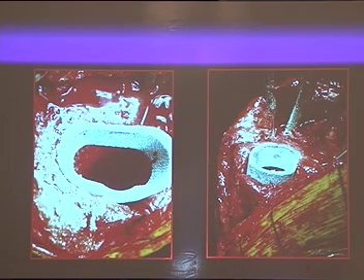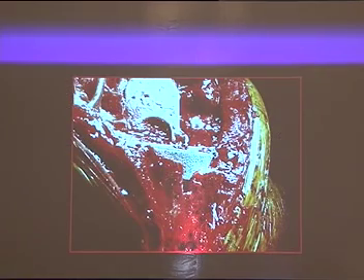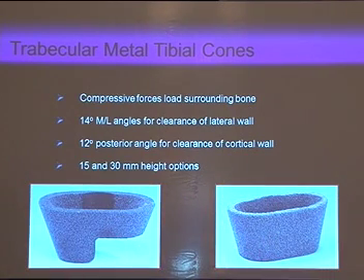Now this is a picture of a revision system which has a typical cone defect. We filled that up with a trabecular metal augment, the same augment in the side picture. There's another sizing device and the augment. So trabecular metal augments, I think, are the new things in revision knee arthroplasty systems.